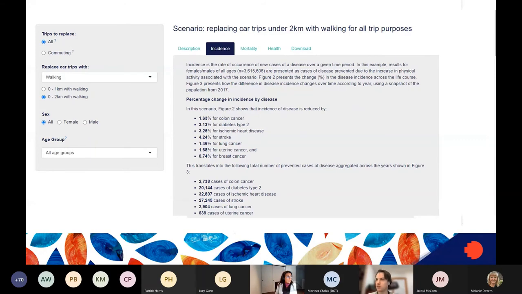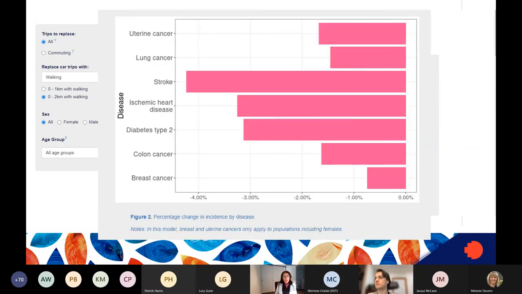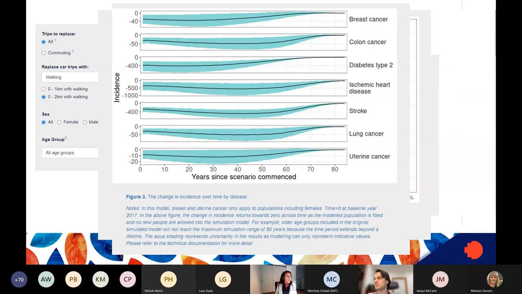2017. So as an example, we simulated that there could be a decrease of about 4% for the cases of a stroke, which translates into about 27,000 cases. We also provide this information graphically for the percentage change. And also we provide information of how the cases of diseases are prevented over time.